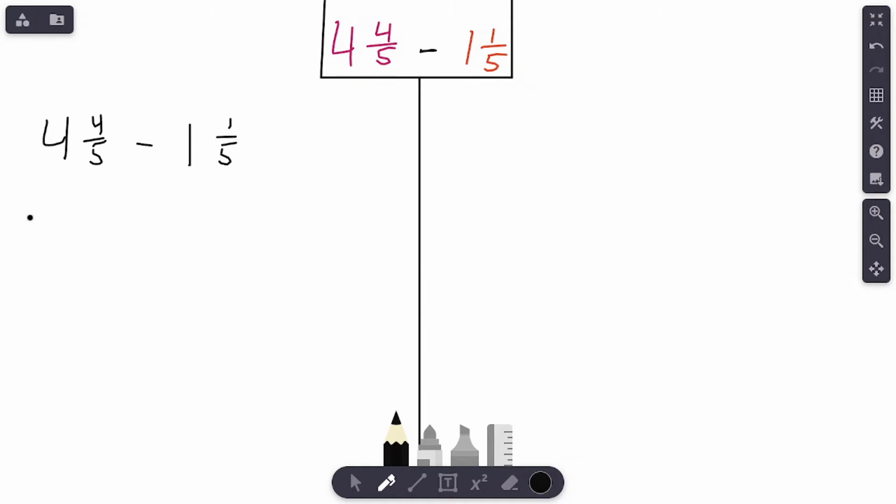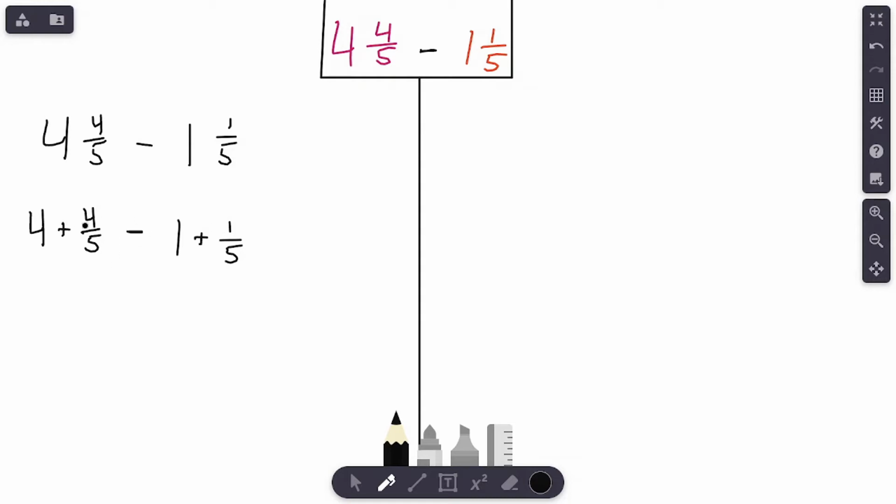And what we're going to do is rearrange this problem, because technically what we have here is 4 plus 4/5 minus 1 plus 1/5. Okay, this is technically what we have, because we remember what we've learned before is that a mixed number is a whole number and a fraction added together. That's what it actually means.